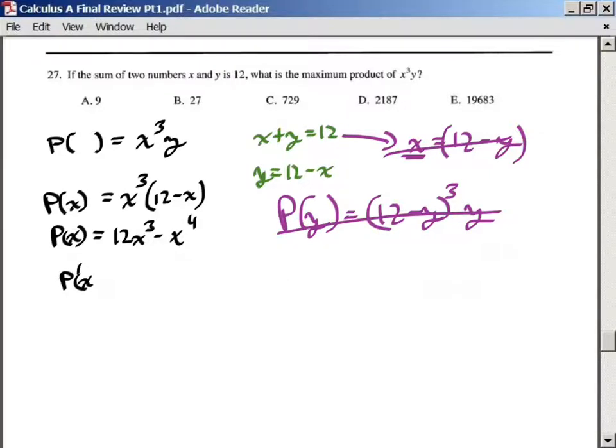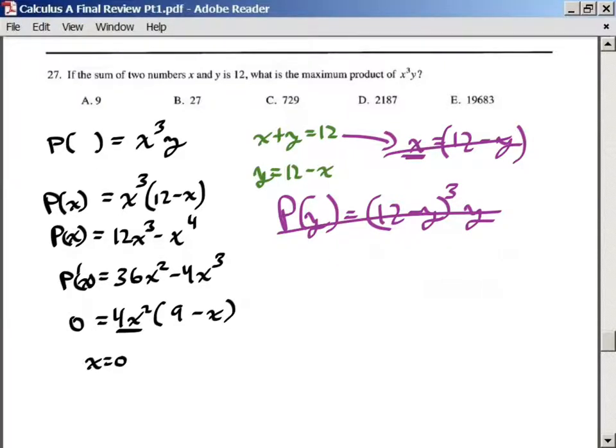P prime, I picked p for product, would be 36x squared minus 4x to the third power, and I'm going to set this equal to 0. I'm going to go ahead and factor at the same time, take out a 4x squared, so then I get 9 minus x. So I'm going to get two values of x here. I get x equals 0 from this factor, and from this factor right here I'm going to get 9. Remember, you set those factors equal to 0. You go 4x squared equals 0, and 9 minus x equals 0. That's how I found those two answers.